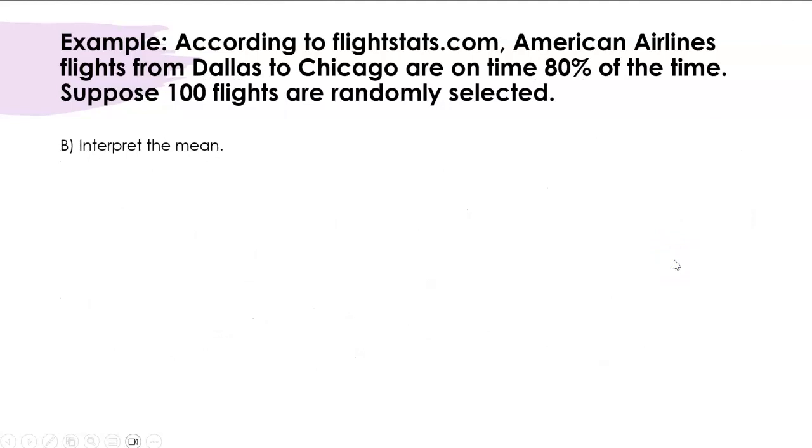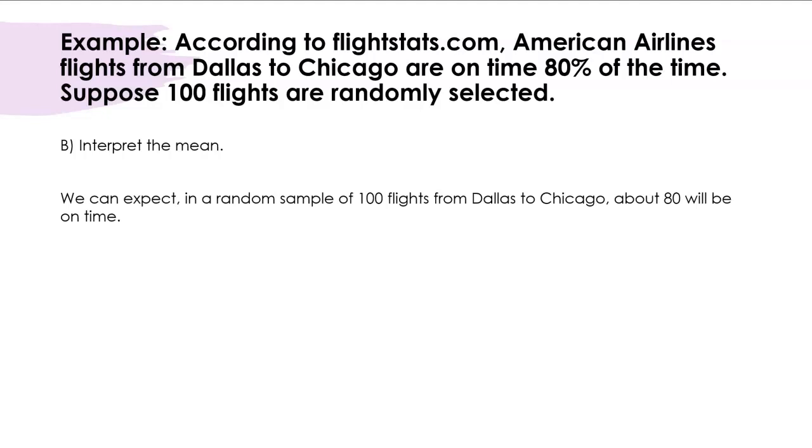So now we want to interpret the mean. So just exactly what does that mean? What that means is that we can expect in a random sample of 100 flights from Dallas to Chicago, about 80 of them will be on time. Because remember, we're measuring whether the flight is on time or not. And since the mean is 80, that means if we sample 100, we can expect 80 of them to be on time. Okay?